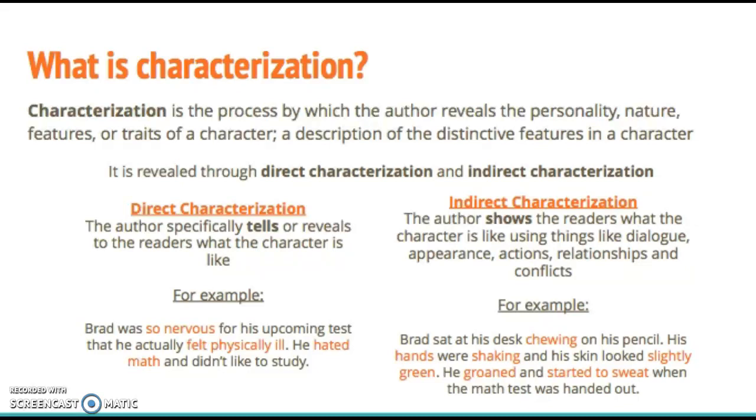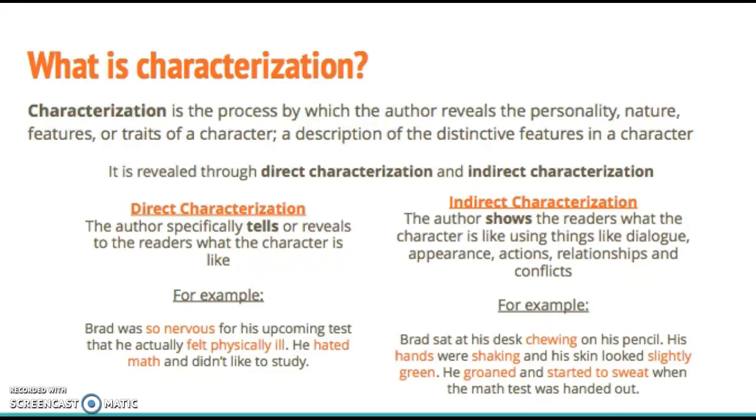So direct characterization is when the author specifically tells or reveals to the readers what the character looks like or is like. So for example, Brad was so nervous for his upcoming test that he actually felt physically ill. He hated math and didn't like to study. So here it's revealed that in his character, we see that he is nervous, we see that he is physically ill, and we know now that he hates math.